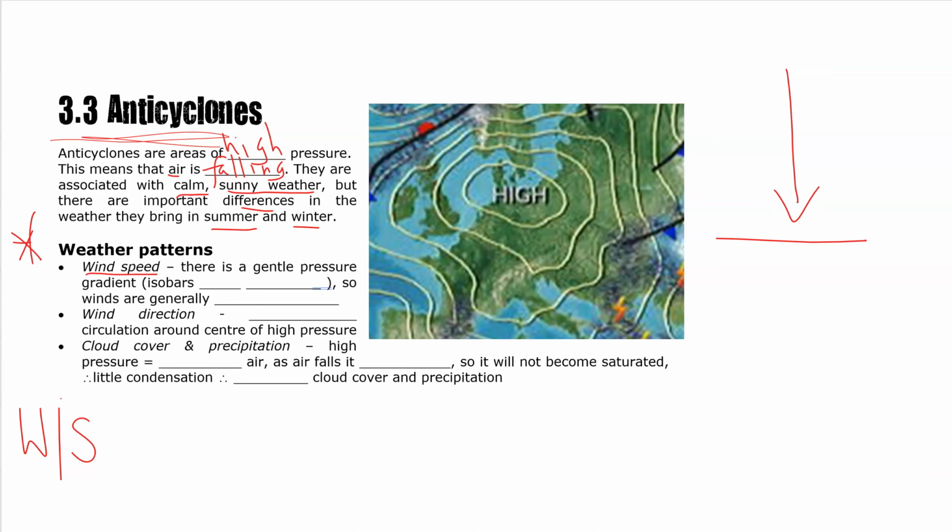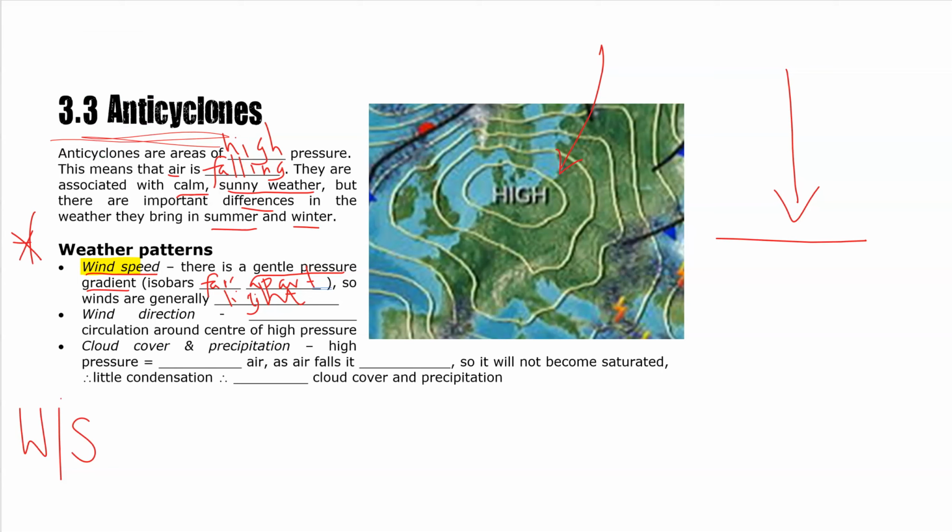First is wind speed. There's a gentle pressure gradient. The isobars are far apart, and you can see that over here. I'll show you another map in a moment to contrast this with a depression so that you can really see them. But the isobars are far apart, so the winds are generally light. So that is your wind speed, first of all.